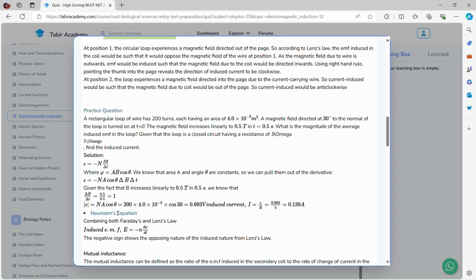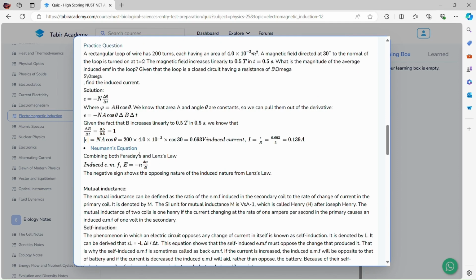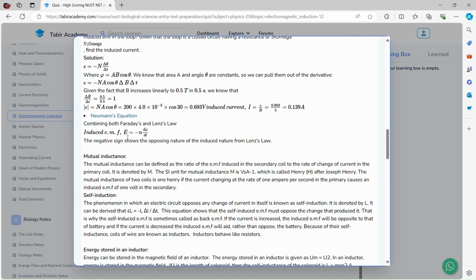Epsilon equals NA cos theta, which is equal to 200 times 4.0 times 10 to the power negative 3 multiplied by cos 30, which is equal to 0.693 volts. Induced current I equals epsilon over R, which is equal to 0.693 over 5, which is equal to 0.139 amperes. Combining both Faraday's and Lenz's law, induced EMF epsilon equals negative N multiplied by d phi over dt. The negative sign shows the opposite nature of the induced EMF from Lenz's law.